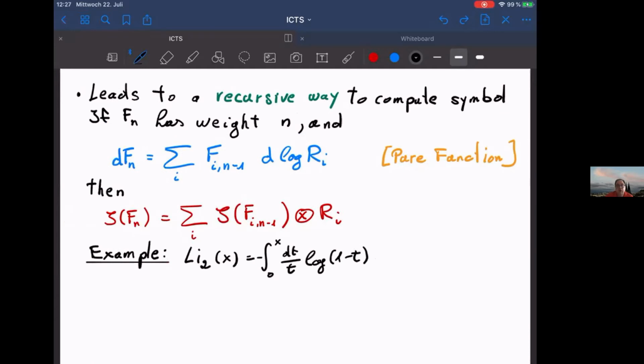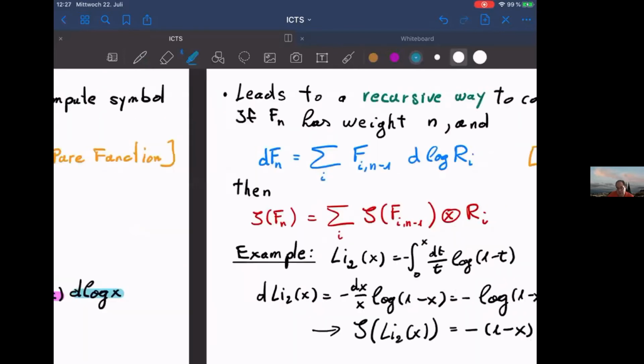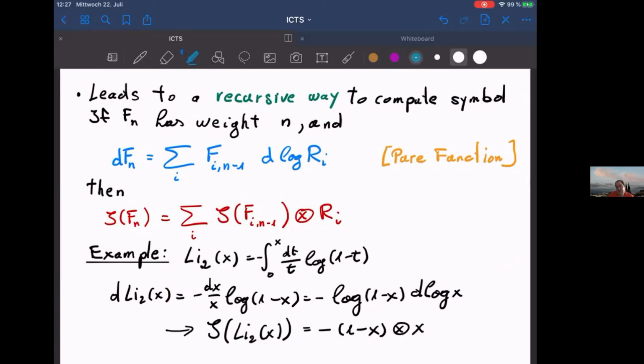So let's just look at an example. We know, for example, Li2 of x has this definition. Now, I could go and compute a symbol from the coaction. I can also just go and compute the derivative of the dilogarithm. The derivative is easy because it's an integral. You can easily get it. And so I get this term here, which is the first entry in the symbol, and the d log, which is d log x. And therefore, the symbol is just minus (1 minus x) times x. So in this case, I can easily get the symbol just from knowing the definition of Li2 and the derivative. And you could construct the symbols of all the Li_n in this way, but only the symbol, not the coaction. Well, not easily.